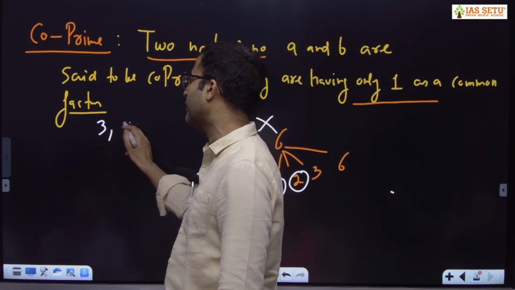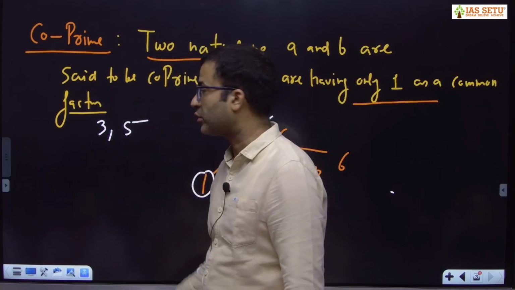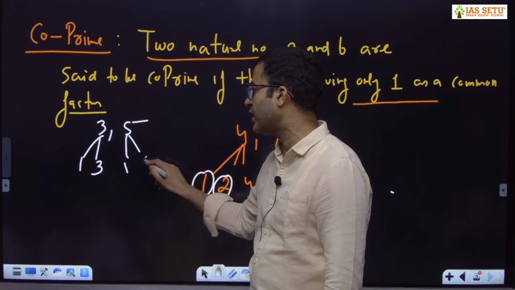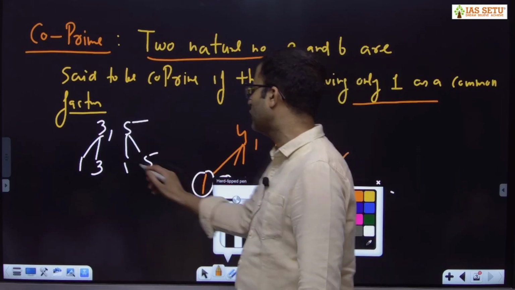Like I take the example 3 and 5. So what are the factors of 3? 1 and 3. What are the factors of 5? We have 1 and 5. Common factor only 1.